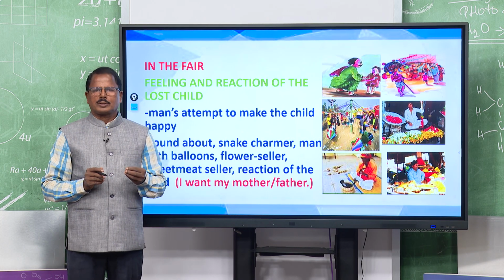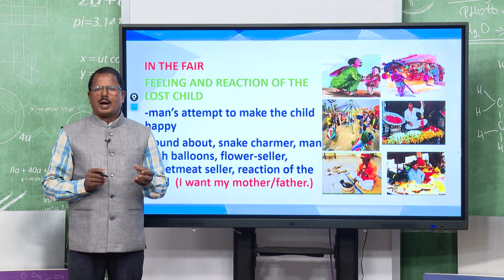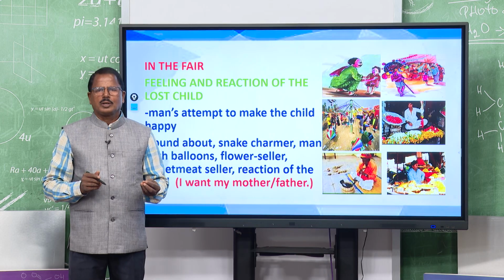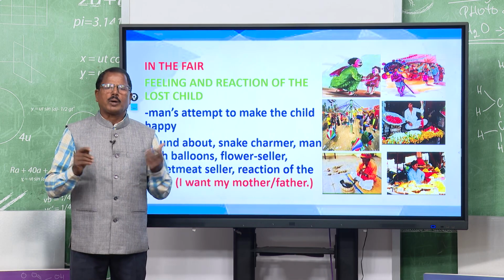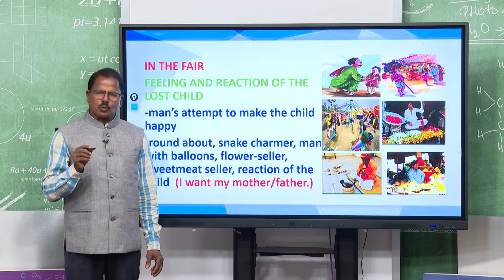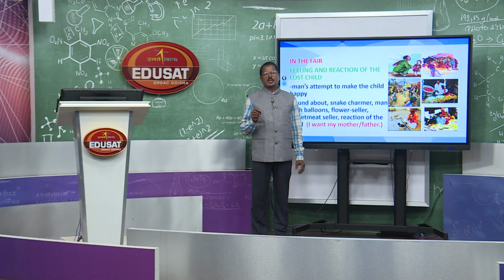The man is carrying the child, convincing him, asking him to buy anything he wanted, but he said, no, I want my mother, I want my father. This was the reaction. So at the end of the story the writer says, for a child his parents are the sweetest and loveliest thing. Nothing in this world is sweeter than the parents of a child.